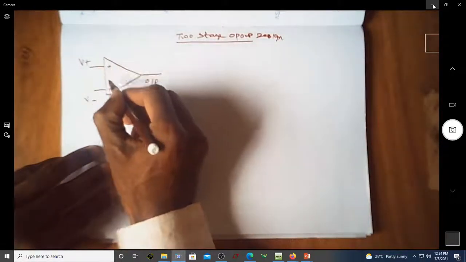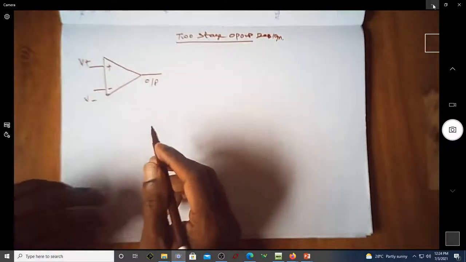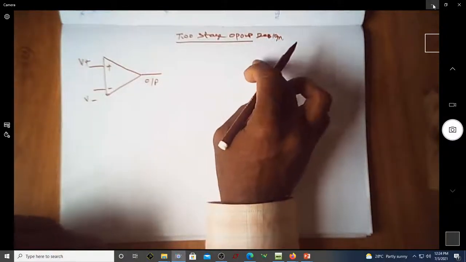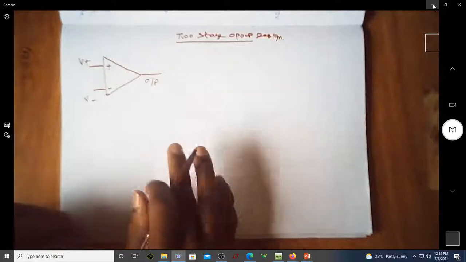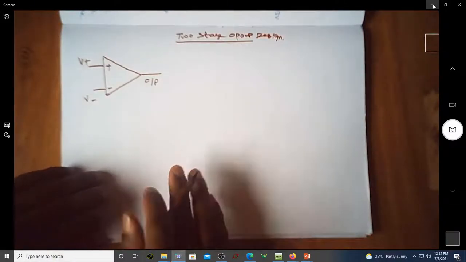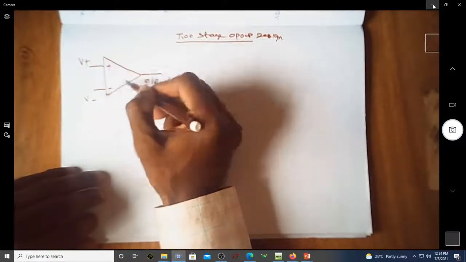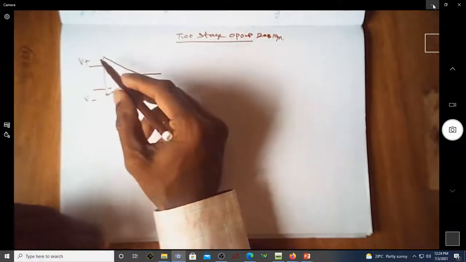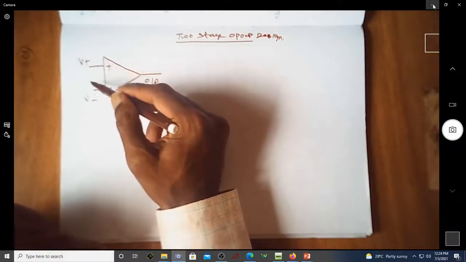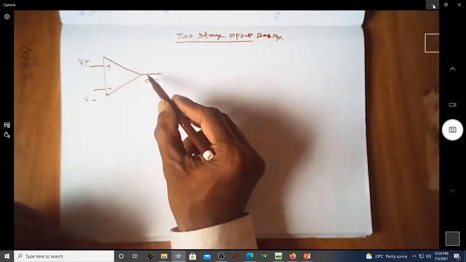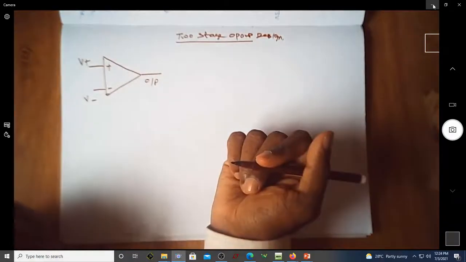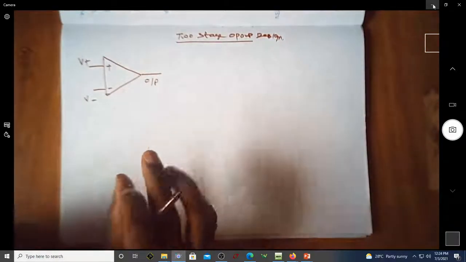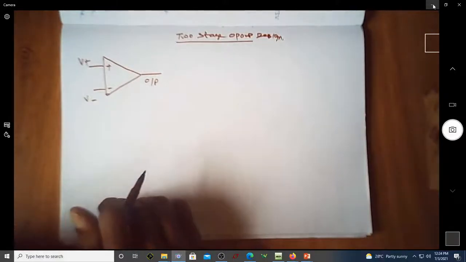So this is a simple symbol of an op-amp, but within this op-amp there is a lot of circuitry involved. Since it has two inputs and a single output, it should be capable of accepting a differential input, and it should give a single-ended output voltage. So these are the very broad requirements of an op-amp.